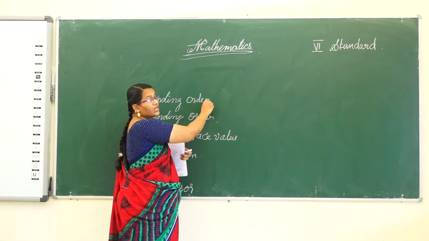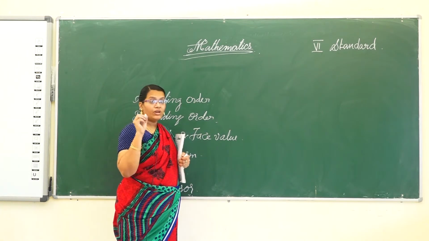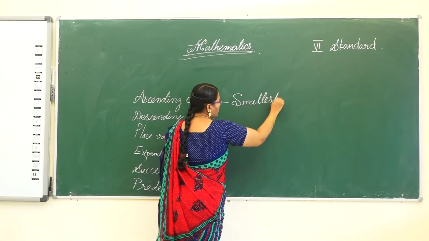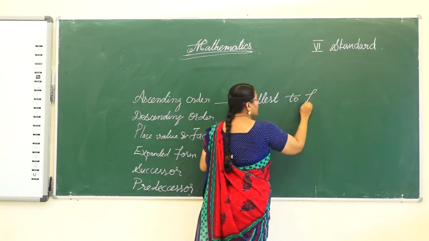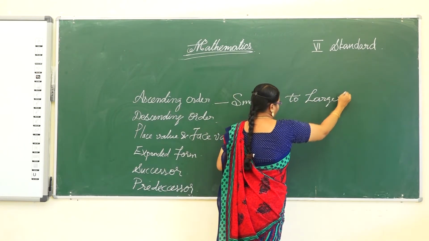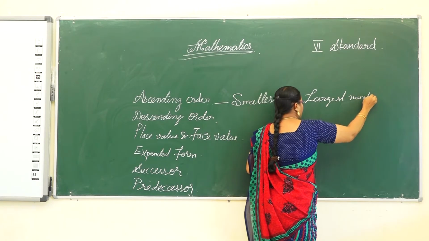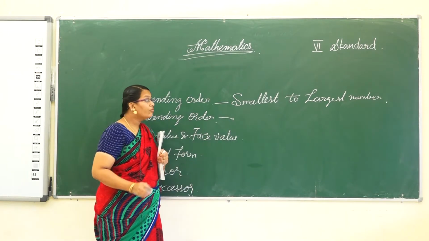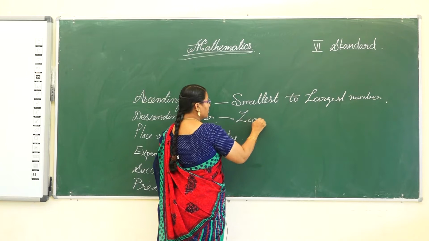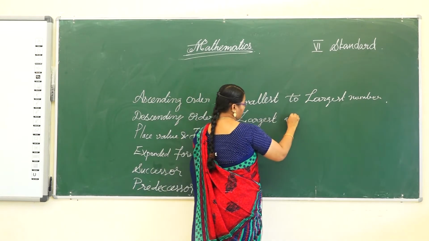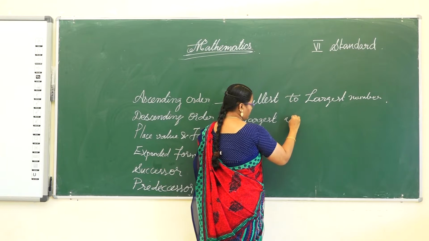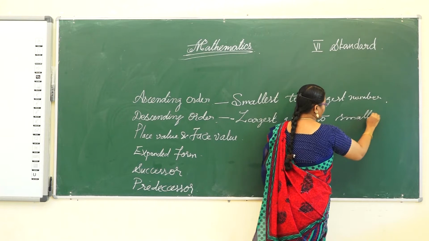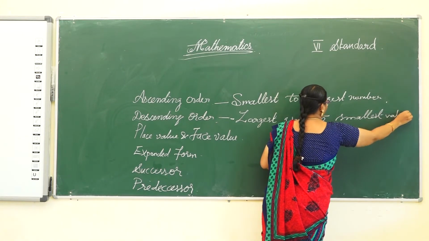So ascending order means when numbers are written from the smallest to the largest number. And next one, descending order means when numbers are written from the largest value to the smallest value or number.